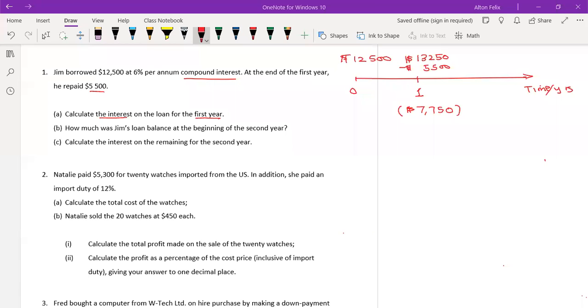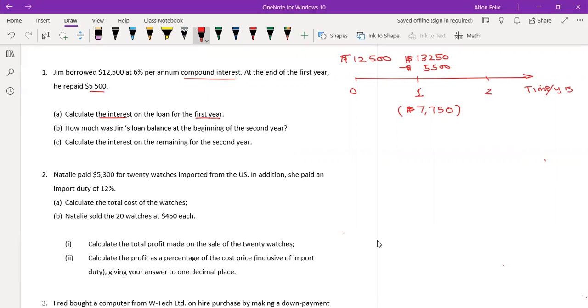Okay, let's talk about this. I think I had a little situation where my sharing had stopped. Okay, so there you go. So we need to continue working this problem. We need to find out how much the balance would be on the loan at the end of the second year. So let's proceed to work that out.